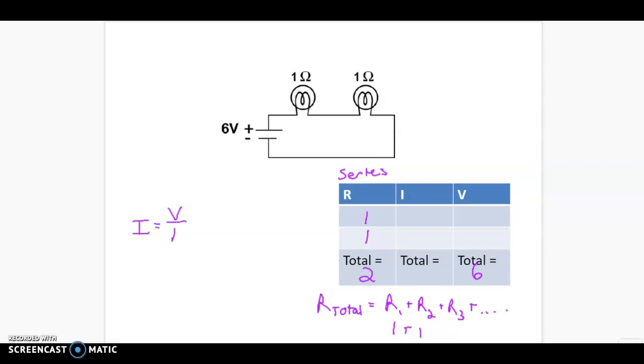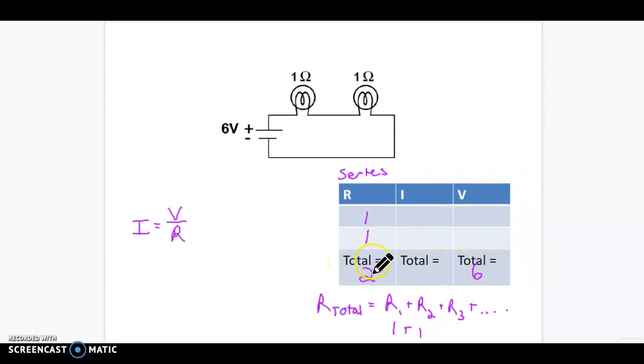I equals V over R. Because I know the total resistance and the total voltage, I can solve for the total current. Just keep in mind, it has to be done in the same row. You can't use this 1 and this 6 and try to figure out this one right here, because you don't have everything in this row. You need to have it in the same row.